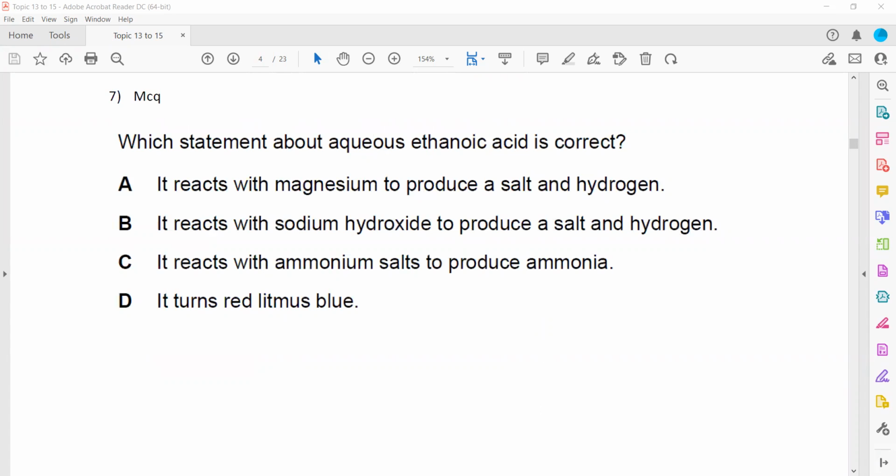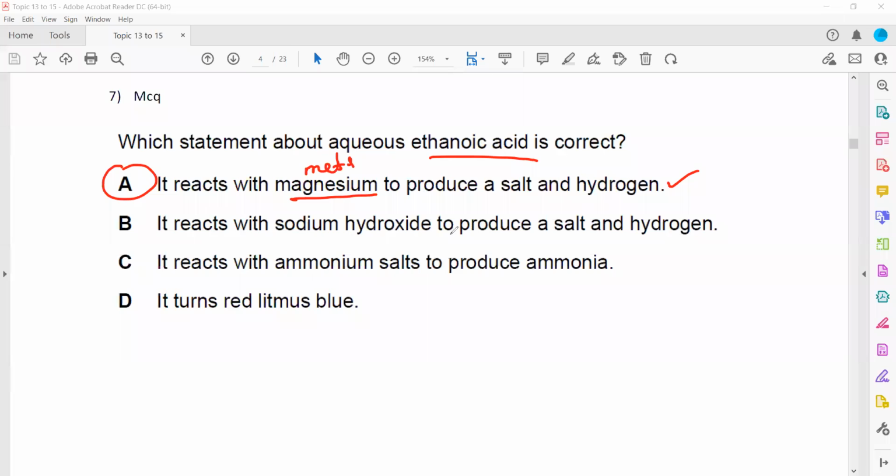In question 7, a statement about ethanoic acid. Which statement about ethanoic acid is correct? Most acids can react with a metal, and they give salt and hydrogen. So ethanoic acid reacts with magnesium. Magnesium is a metal. As a result, when an acid reacts with a metal, it will produce salt and hydrogen. So A is the right answer.